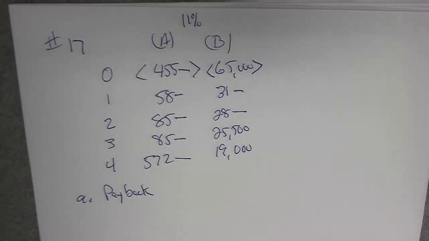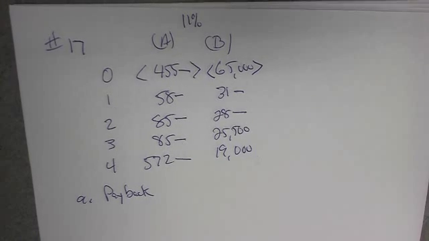Let's now work on problem number 17 from your textbook. As you can see, I've copied out the cash flows for these two potential investments. And we're asked to consider those and that they're mutually exclusive. And whichever project we choose, we require 11% return on our investment. Okay, so the first one is the payback period.